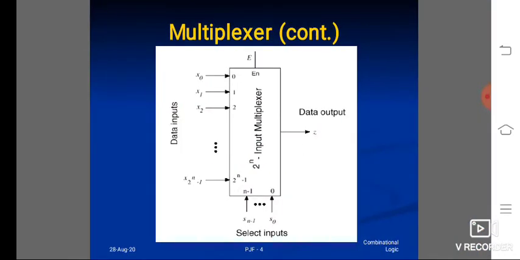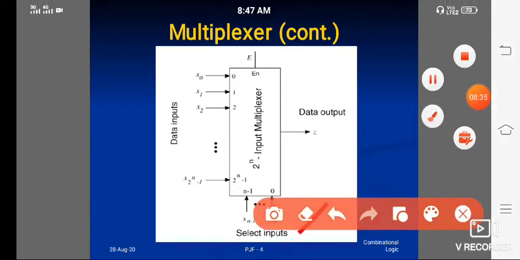So this is a multiplexer circuit diagram. You have observed, here 2 power n input lines. Each and every mux and demux has an enable pin. Those are the selection line inputs. This is the output. This is the data inputs.